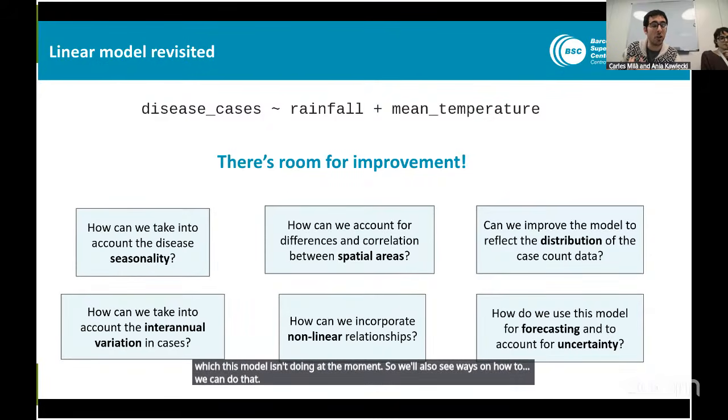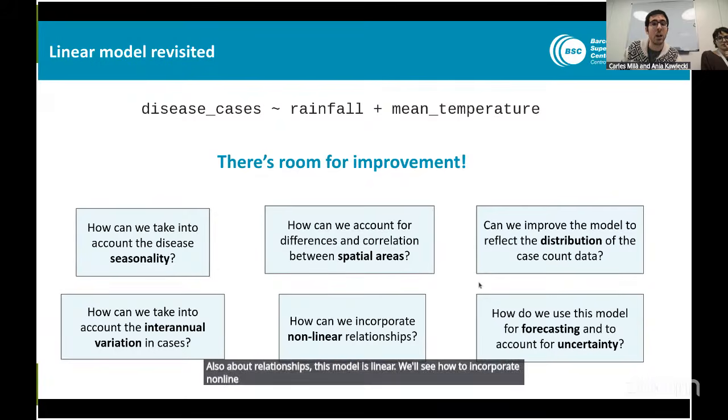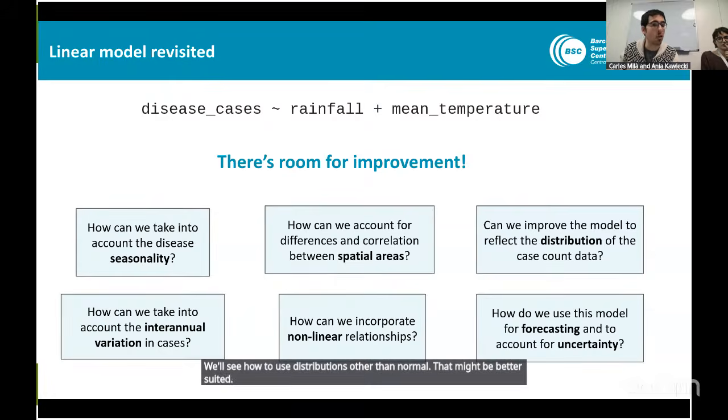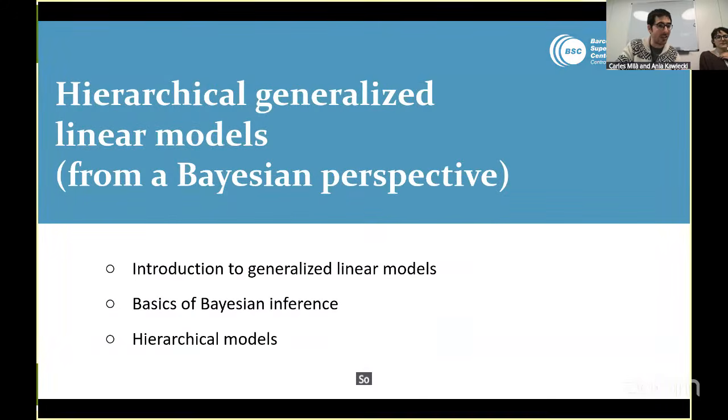Also about relationships, this model is linear. We'll see how to incorporate nonlinear relationships. We'll see how to use distributions other than the normal that might be better suited. And then we'll also learn how to use this model for prediction and early warning systems. So I hope you're excited for this. This is the content that we have prepared for today. So let's get started building upon this linear model.